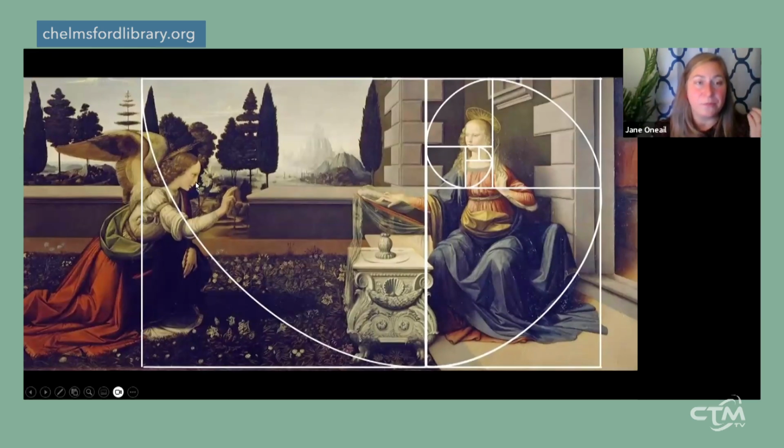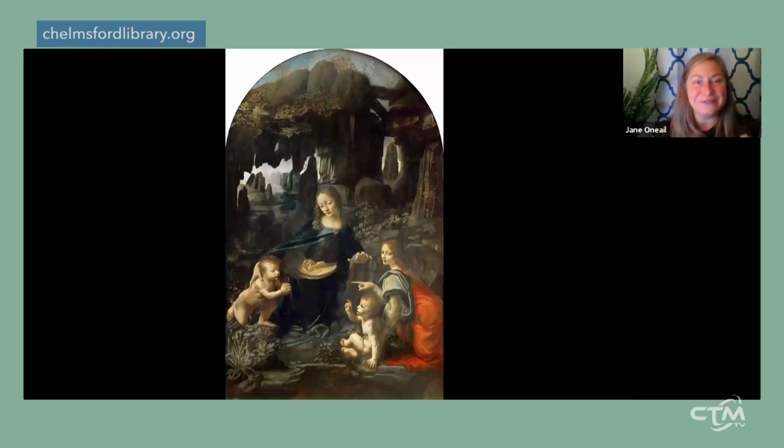And the spiral becomes a great way to organize a painting, a divine way to organize a painting. So in this case, it's that message kind of swooping around and then drawing our eye into Mary, sort of the most important part of the picture.